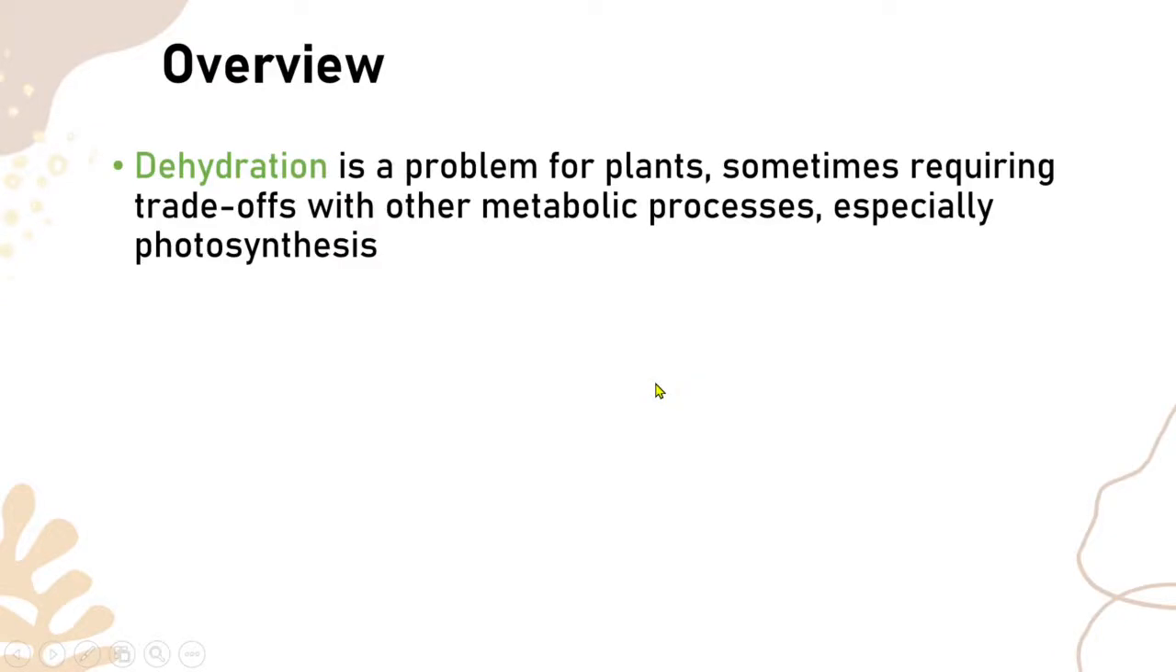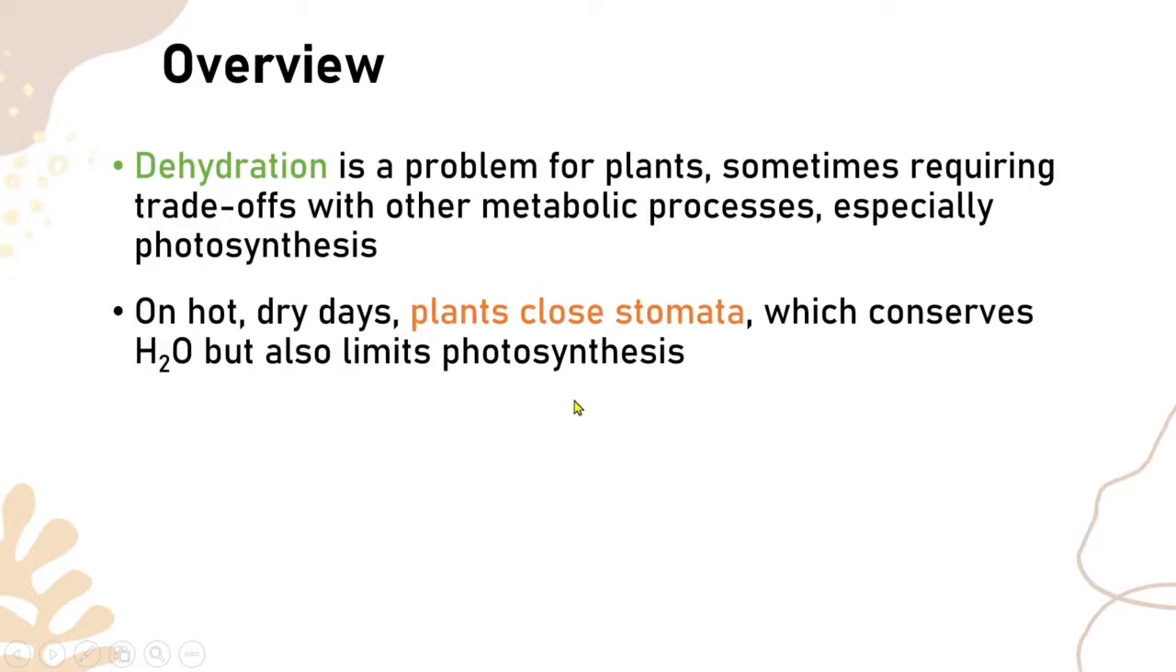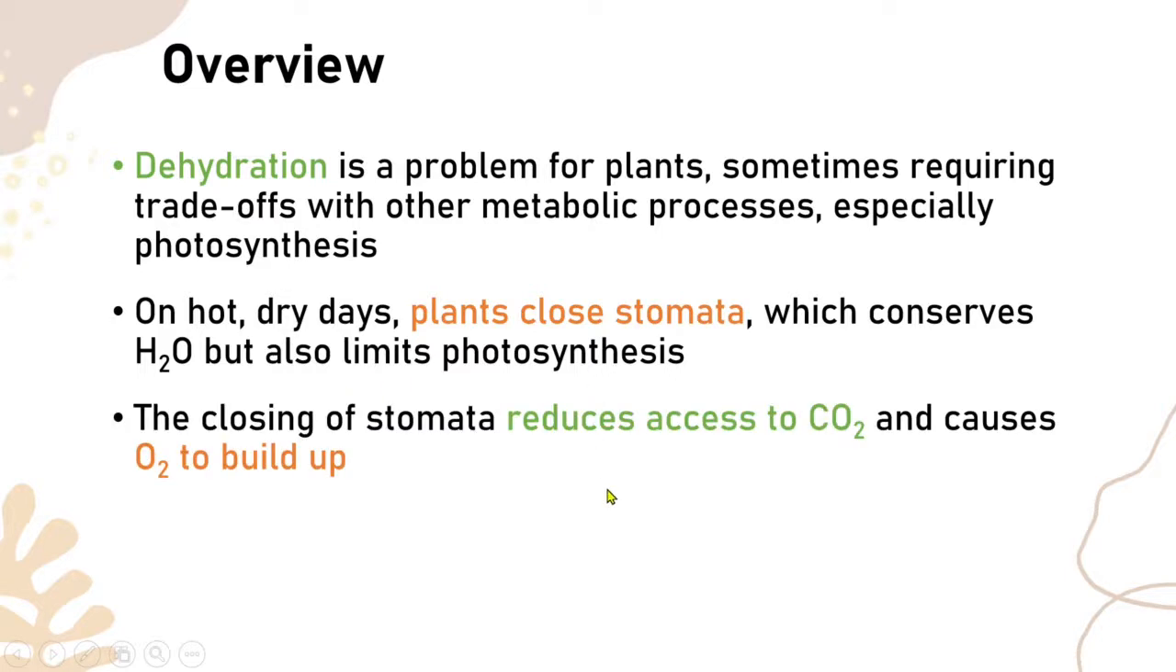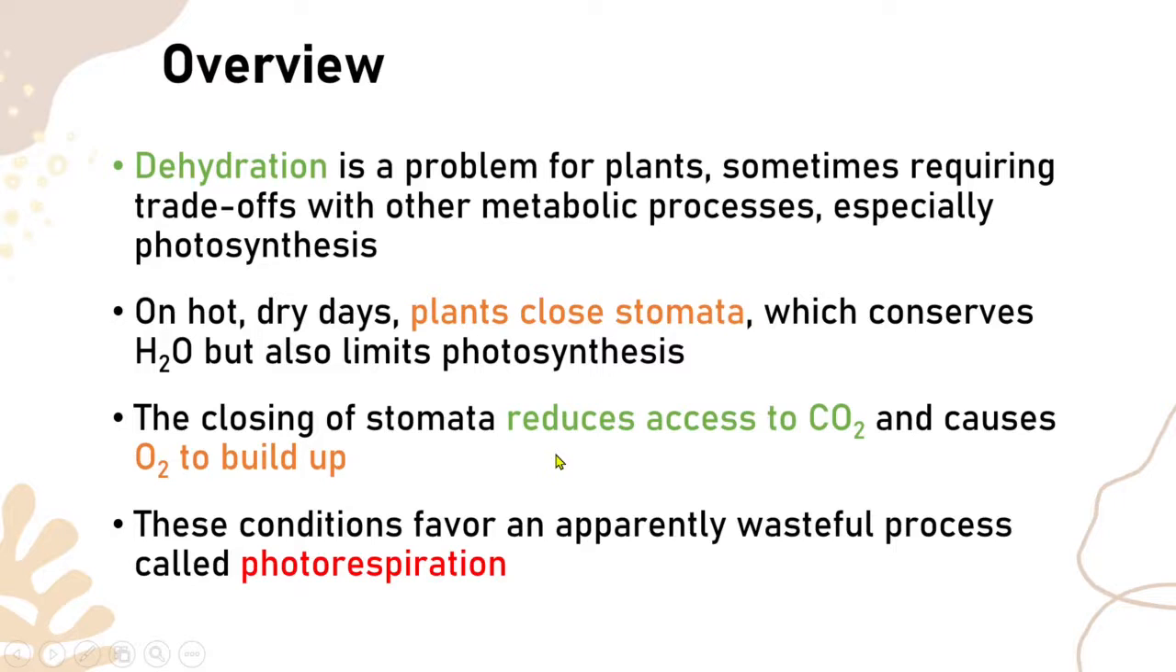Dehydration is a problem for plants, especially in very high temperature. On hot, dry days, plants close their stomata in order to conserve water. However, this limits photosynthesis. The closing of stomata reduces access to carbon dioxide, but it causes another problem, and that is the buildup of oxygen. The buildup of oxygen leads to a process which we call photorespiration. So that leads us to a question: what is photorespiration?